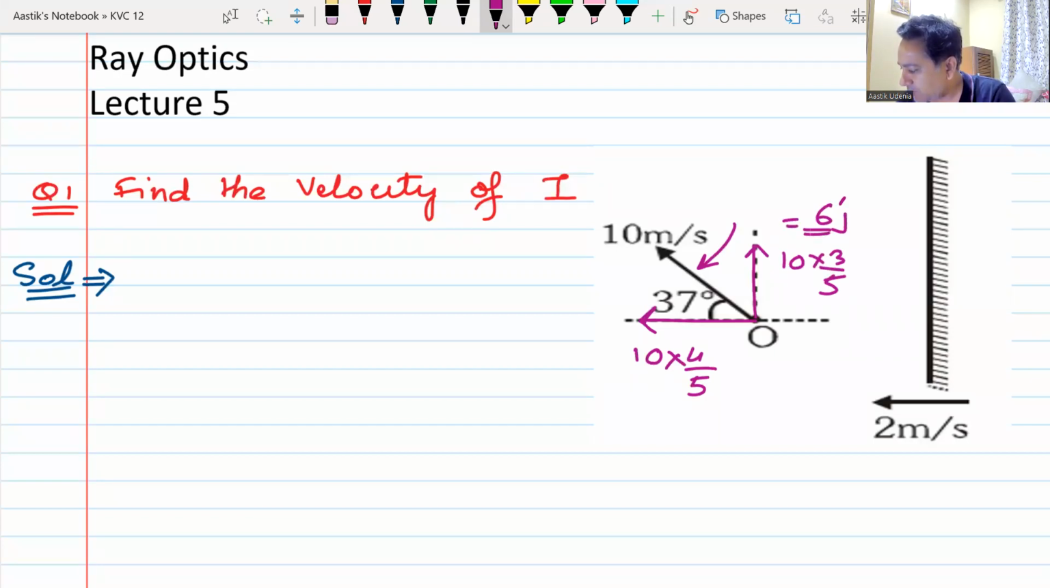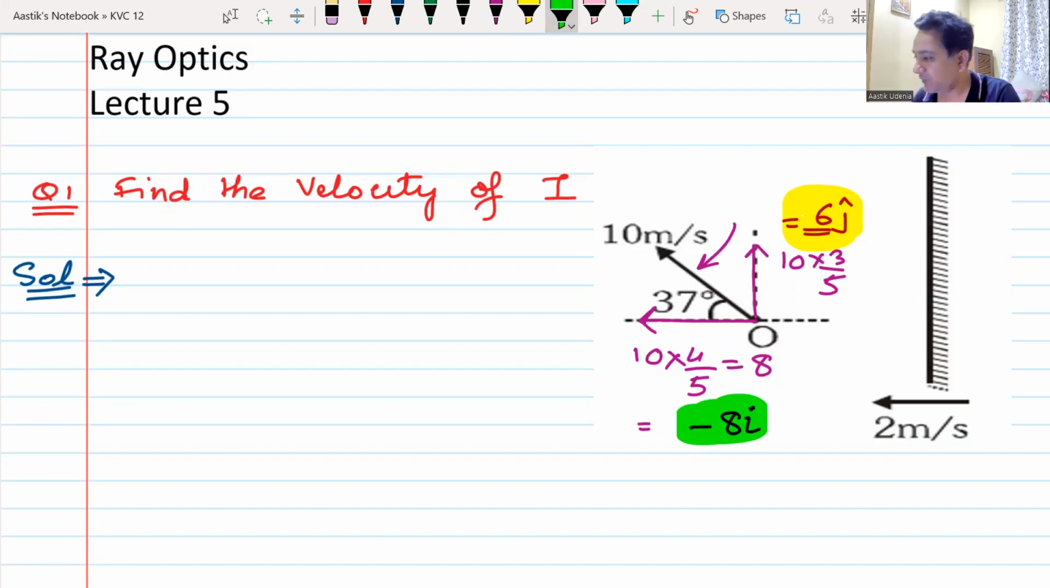This is the y component. I can write it as 6j because it is directed upwards, and I always say upwards as positive. So this is 6j. Similarly, here I will get 10 into 4 by 5, that will be equal to 8. And I will write it as minus 8i because it is directed towards negative x-axis. Do we all understand this? Yes or no? Yes, sir.